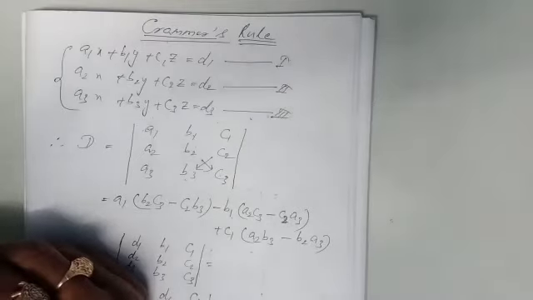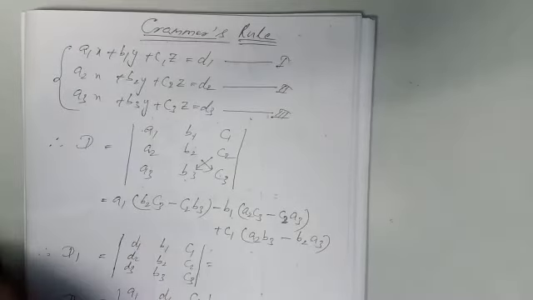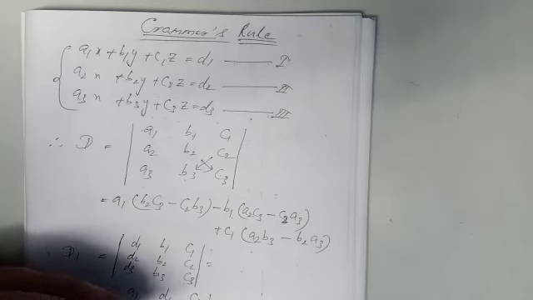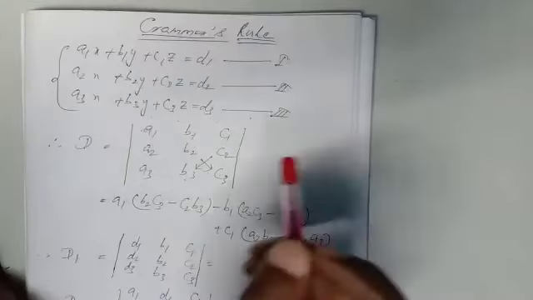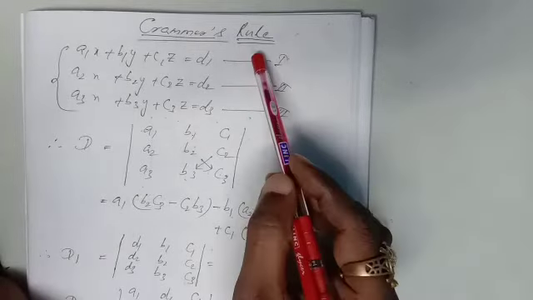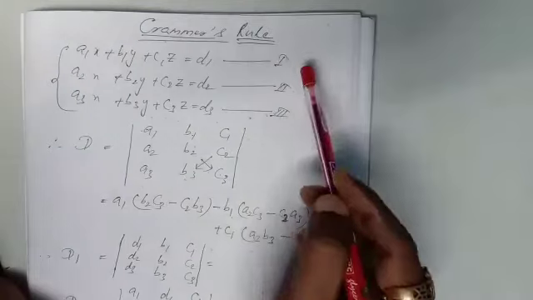Students, today I am going to discuss Cramer's rule. This rule is employed for solving simultaneous equations like linear equations of two variables and three variables. As per your syllabus, only linear equations of two variables and three variables can be solved with the help of Cramer's rule, which is one of the applications of determinants.